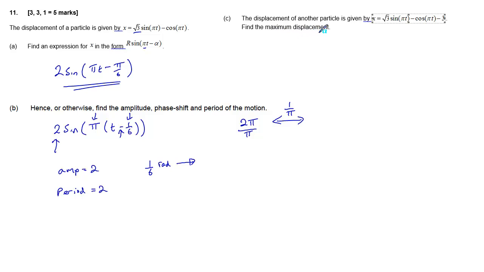The displacement of another particle is given by x is root 3 sine pi t minus cos pi t minus 3. Find the maximum displacement. So we know that we could write that as 2 sine pi t minus pi by 6 take away 3. So the maximum value of sine we know is 1, multiply that by 2 gives us 2, so x max is going to be 2 take away 3 is equal to -1.